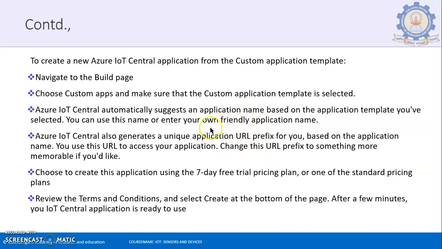Okay, because from the template, when you create a new one, it will generate a separate URL based on the application name that you have specified. Based on that, a particular URL is generated. You use this URL to access your application. So this is the website, the particular URL that you will be using to access your application.